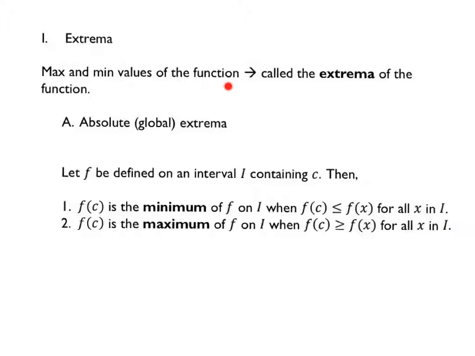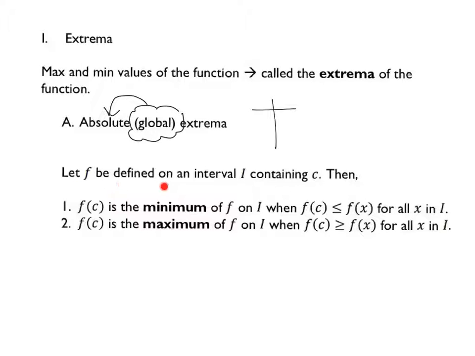Max and min values of the function are called extrema, plural, meaning it can be a max or a min. Sometimes they'll use the word absolute, which we've seen a lot: absolute extrema, absolute max, absolute min, and we know that's when we make our t-chart. But sometimes they'll refer to that as global. Global means the same as absolute.